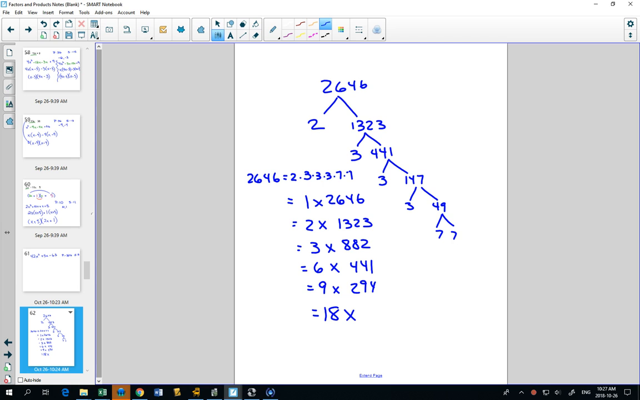Oh, 14 is my next number. Thank you for noticing 14. 14 is the next number because you can put the 2 and the 7 together, leaving you with 189. What's the next one? 18.